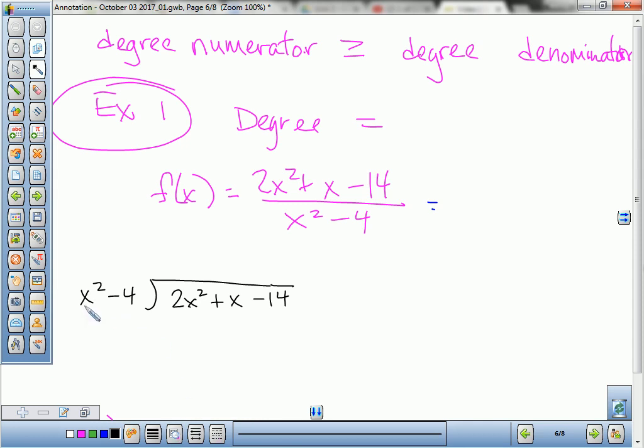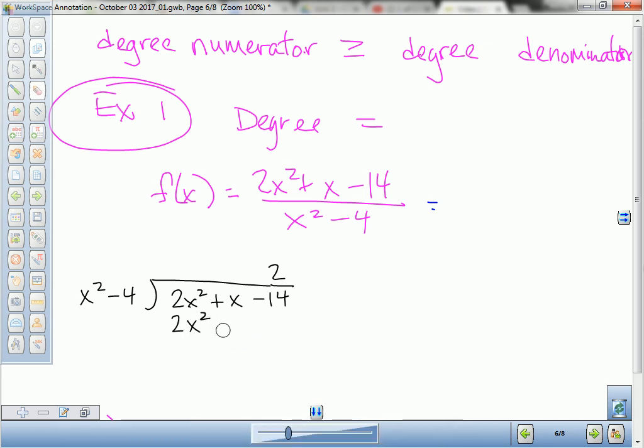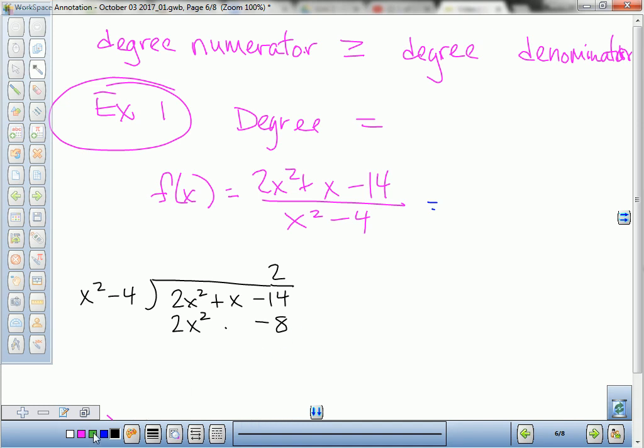Alright, so what did we multiply x squared by? 2. That's it. Alright, so we get 2x squared minus 8. Do you actually have to do something with the remainder here? Yes, so we're going to. That's unfortunate. Alright, so here we get negative 6. So this is equal to 2 plus negative 6 over x squared minus 4.